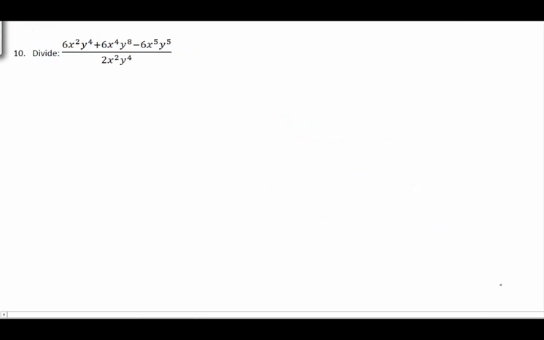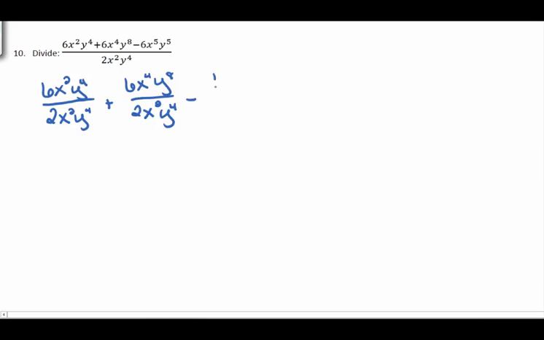Number 10 wants us to divide. Since we're dividing a polynomial by a monomial, we can break this up into pieces. 6x squared y to the 4th divided by 2x squared y to the 4th plus 6x to the 4th y to the 8th over 2x squared y to the 4th minus 6x to the 5th y to the 5th over 2x squared y to the 4th.